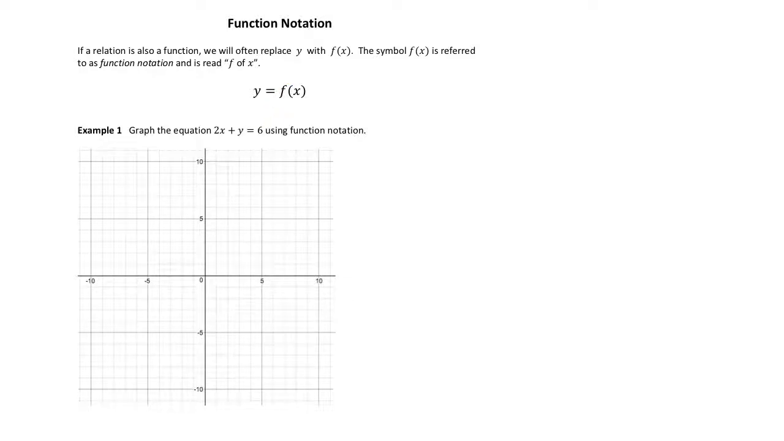So if you remember from our previous lesson, our approach was to graph this, solve for y, choose some x values, and plot those points. If I solve this for y, y is equal to negative 2x plus 6. But the only difference here is, instead of writing y, I'm going to use the symbol f of x. All right, so the way this works is, I'm going to choose a value for x, plug it in place of every single x, and then simplify this side.